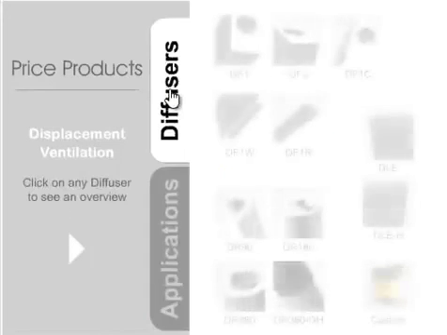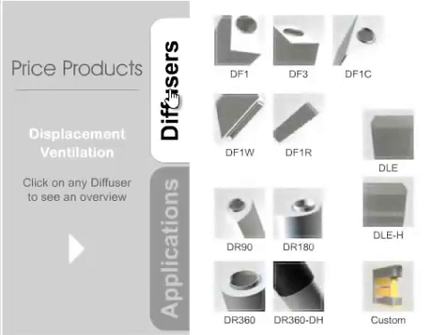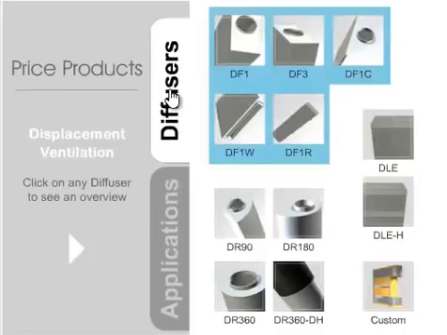Price Industries has 3 main displacement ventilation product families. Each family offers countless variations of sizes, shapes, and finishes. The DF series, which stands for Displacement Flat Face Series, includes the DF1, a one-way unit, the DF3, a three-way unit, the DF1C, a corner unit, the DF1W, a wall-mounted unit, and the DF1R, a recess unit.